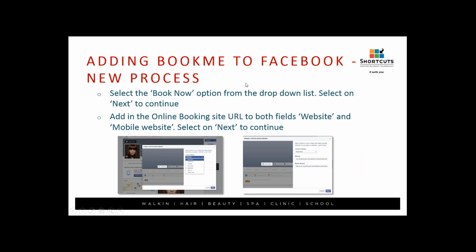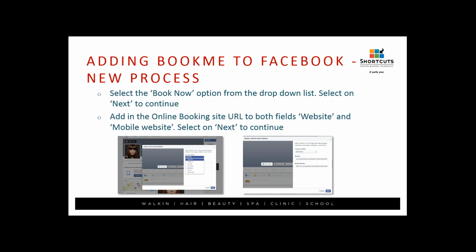When you select on this, you'll see a screen like this below. You need to choose what sort of option it is that you're wanting to do. So we're not obviously doing a shop now, we'll be choosing the book now button. And then it's going to give you a preview of how this is actually going to display. It'll ask you to pop in the URL for the website that you're wanting that button to direct them to. So this is where you put in your BookMe link.